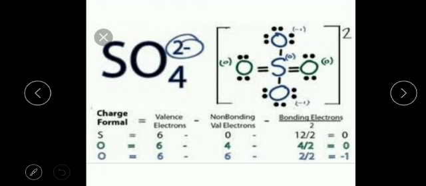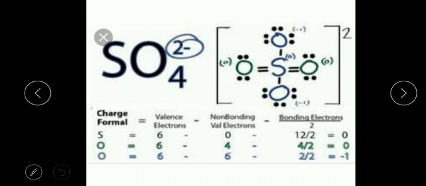Sulfur has valence electrons 6. The number of lone pairs is 0 because there is no lone pair in it. There are 12 electrons, which means there are 6 bonds: 1, 2, 3, 4, 5 and 6. So 6 into 2 is 12, and 12 divided by 2 is 6. So 6 minus 6 is equal to 0. So the formal charge on sulfur is 0.